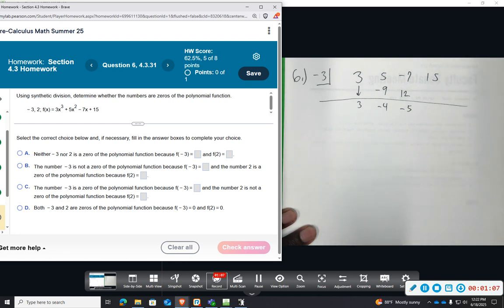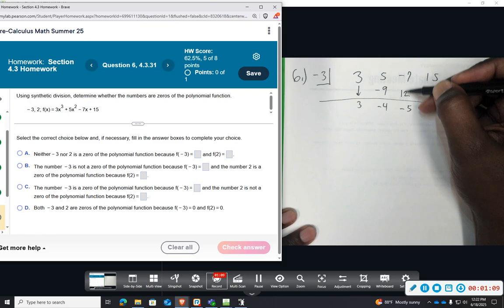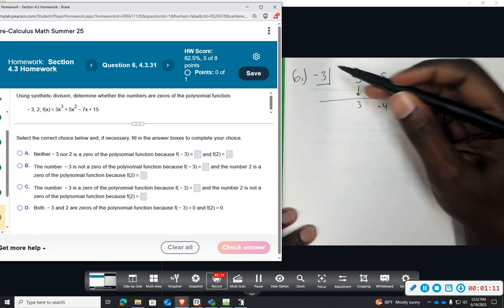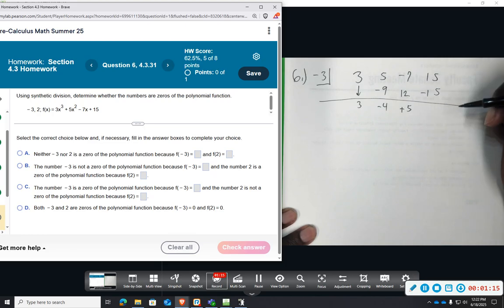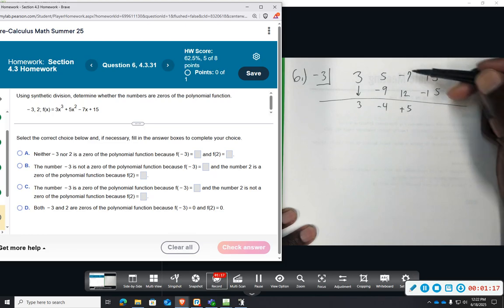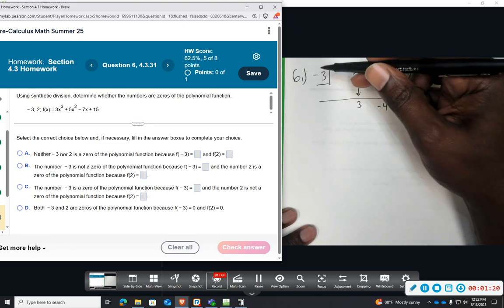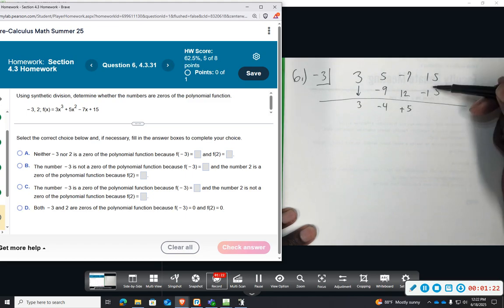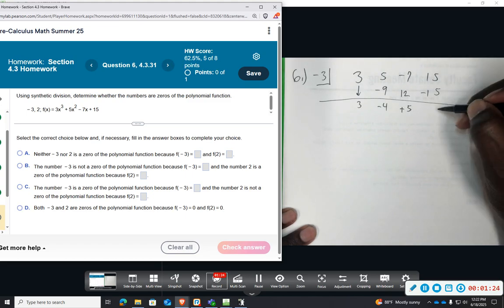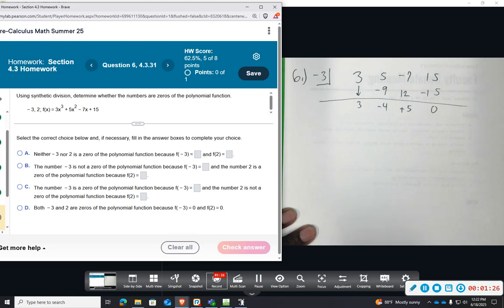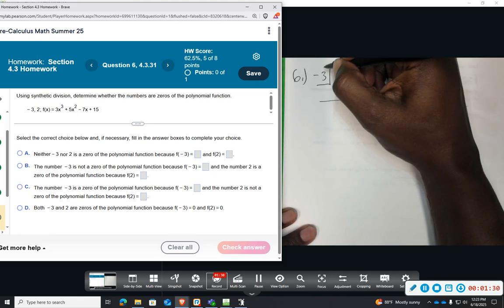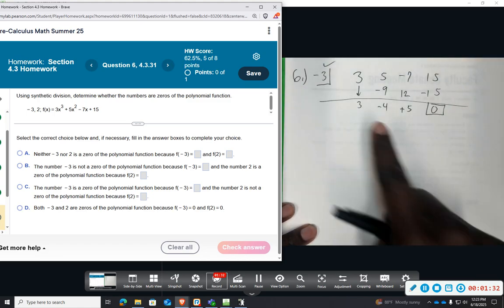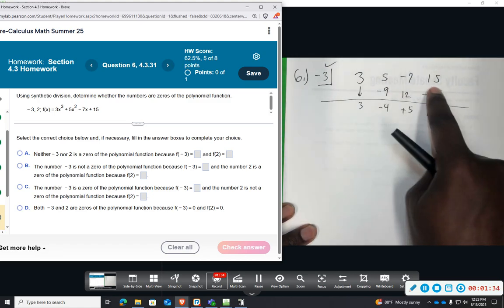-3 times -5, we get +15. Let me think about that. This is a +5. This should be a -15. Gotta be careful. I was subtracting +12 minus 7, +5. -3 times +5, -15. Okay, so when I do that, I end up with a 0. So the fact that I end with a 0 means -3 is a factor. It checks out.